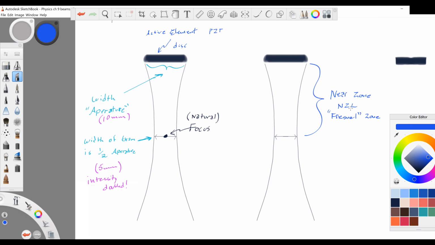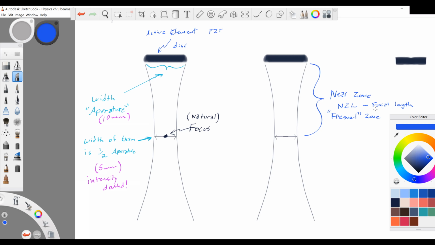Okay, focal length. I kind of already mentioned that. I said the near zone length. So it's also called the focal depth or near zone length. So focal length, focal depth, near zone length, all mean the same thing. As a length of distance, it is the distance from the transducer to the focus. Certain characteristics of the active element discussed later will change that.